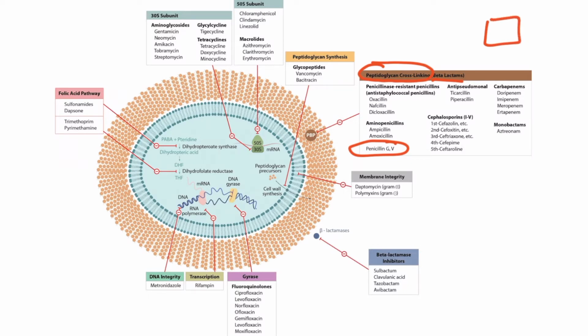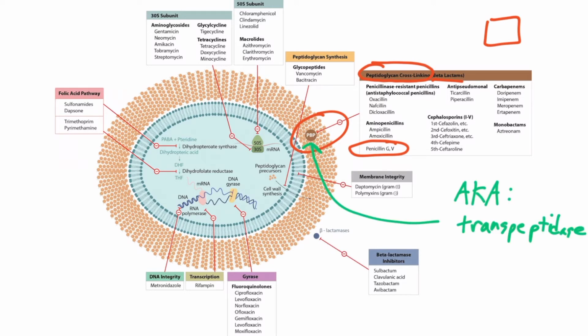What happens is these beta-lactams will bind to penicillin binding protein, or PBP, which is depicted here in the cell wall. When beta-lactams bind to PBP, the peptidoglycan cannot get cross-linked, and that's because it's the PBP that normally does the cross-linking. In fact, another name for PBP is transpeptidase.